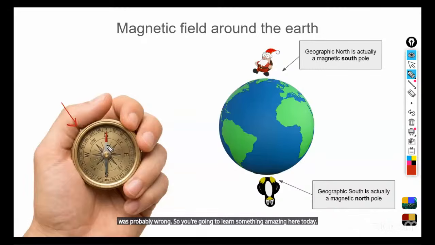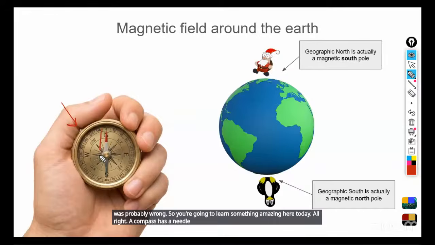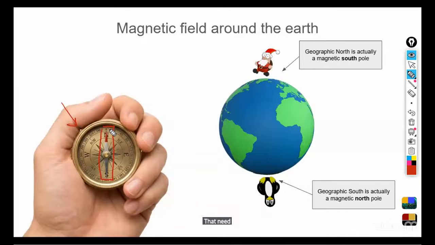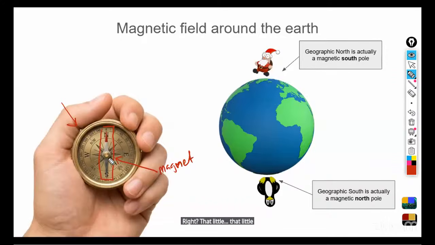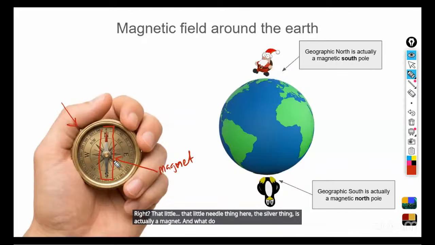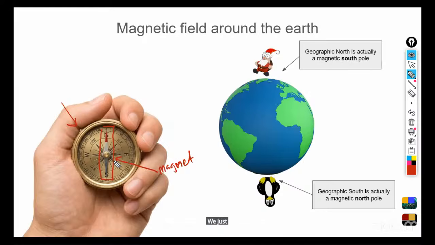A compass has a needle. In case you can't see the needle properly, I'm just going to highlight it here. That needle will spin and tell you which direction is north. What a lot of people don't know is that the needle is actually a magnet. That little silver thing here is actually a magnet. And what do we know about magnets? From the previous slide, we just learned that opposite poles attract and like poles repel.